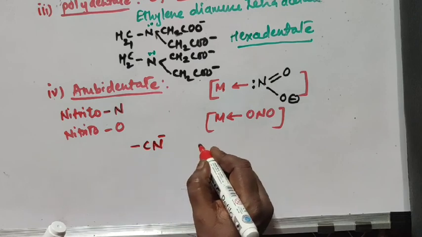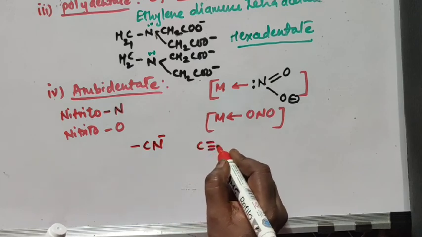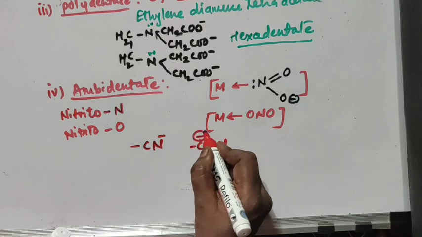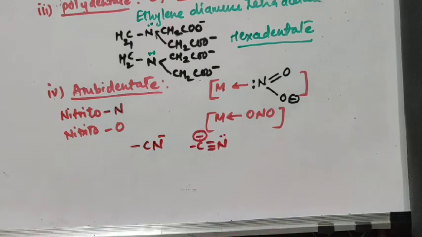Then one more group is there which is ambidentate, and it is the cyanide group, CN minus. Actually, between carbon and nitrogen a triple bond is there. So this carbon acquires a negative charge and nitrogen has a lone pair of electrons. So when the bond is through the carbon atom, then it is a cyanide. When nitrogen donates the electron pair, then it is an isocyanide.